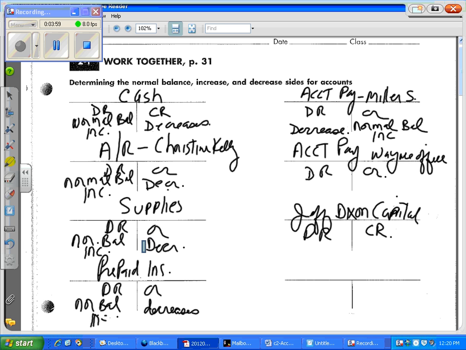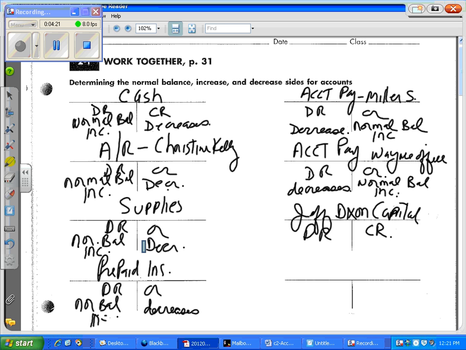Accounts payable for Wayne Office. We bought on account from Wayne Office, which means we have to pay them at some point in the future. So our accounts payable increases. Credit, normal balance, increases accounts payable. A debit to accounts payable decreases it.